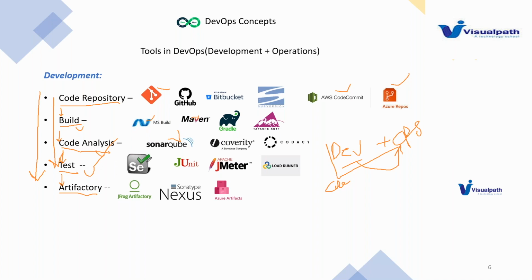And for testing, we have automation testing like Selenium, and we have JUnit, and JMeter for performance testing and load testing. So we have these tools.